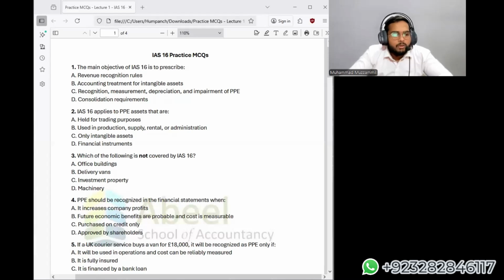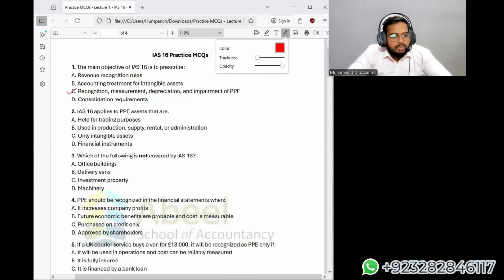Okay, so the correct answer is option number C. Recognition, measurement, depreciation, and impairment of property, plant, and equipment. Why? Because the IAS 16 objective is to set the accounting of property, plant, and equipment: recognition, measurement at initial recognition, and subsequently depreciation and impairment. So option number C is the correct one for this.